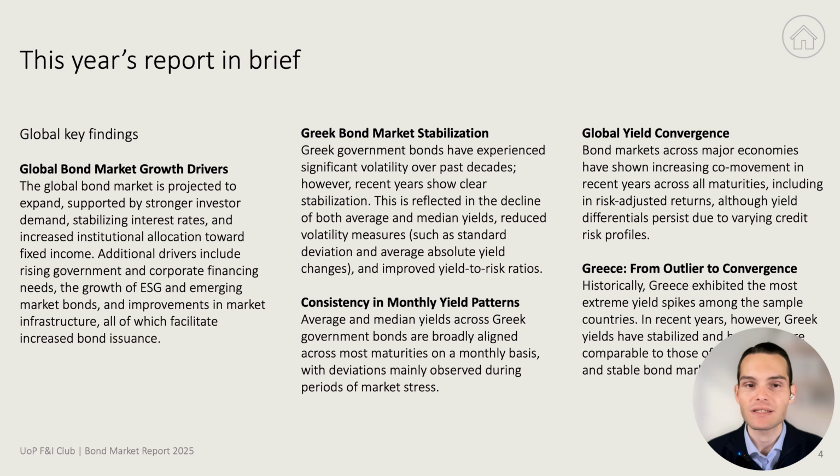During the sovereign debt crisis, Greek government bonds experienced extreme volatility and historically high yields, reflecting elevated default risk and severe market uncertainty. However, over the last decade, conditions improved considerably. Yields stabilized, sovereign spreads narrowed, and the market gradually returned to more normal levels. The analysis also highlights increasing convergence between global bond markets, although differences in sovereign risk profiles still remain. Another important observation is the consistency in monthly yield dynamics across most maturities, with major deviations appearing mainly during periods of financial stress.